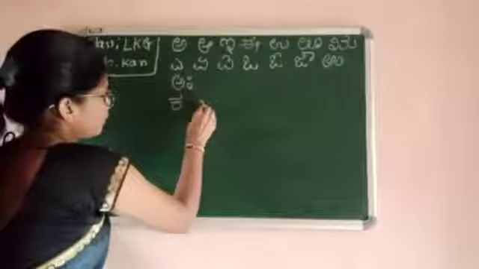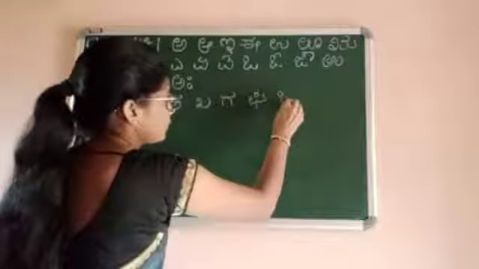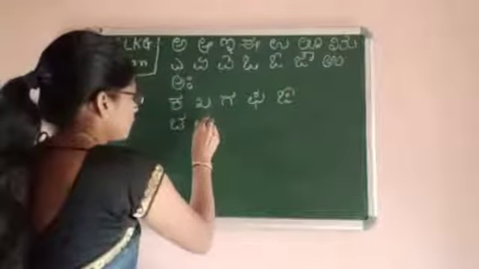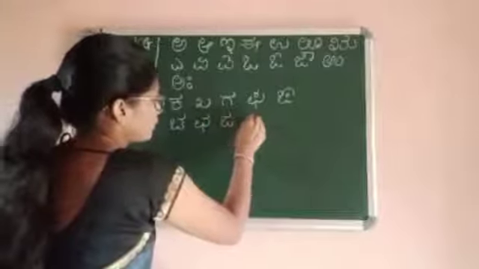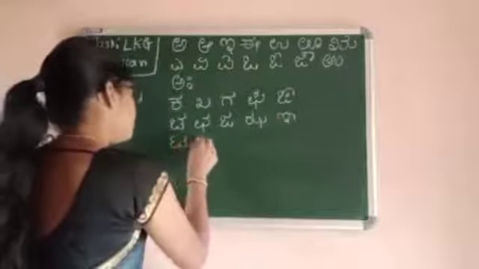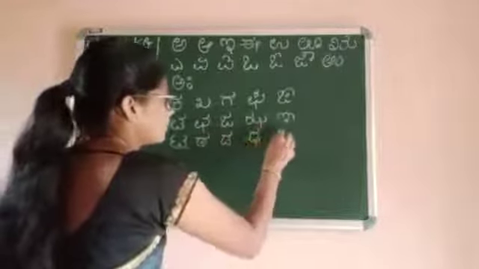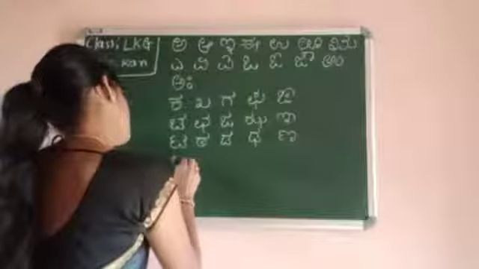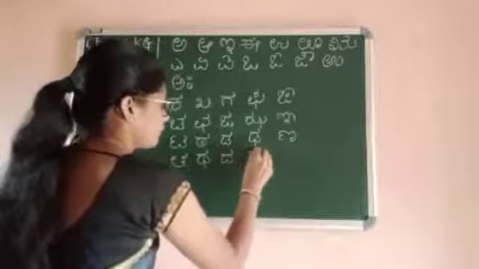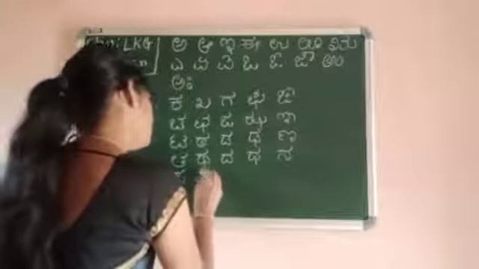Ka, kha, ga, gha, nga. Cha, chha, ja, jha. Next, ta, tha, da, dha, na. Ta, tha, da, dha, na. Pa, pha.